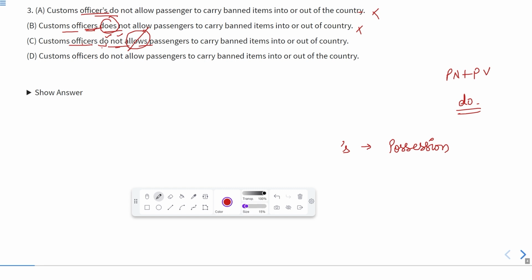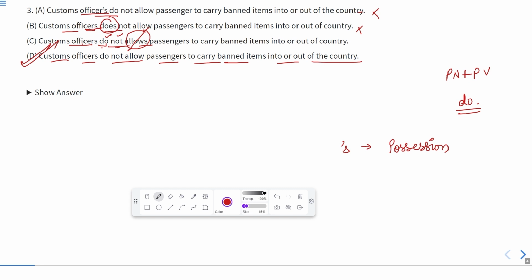Why so? Because whenever we use do not or does not, we use only the first form of the verb. Allows is the singular form of the verb, which is required only after a singular subject. Whereas if there is does or do, we cannot use the verb in singular form or fifth form. We have to use the verb in first form only, the basic form. Now the last one, "Customs officers do not allow passengers to carry banned items into or out of the country." Therefore, this sentence is absolutely correct.